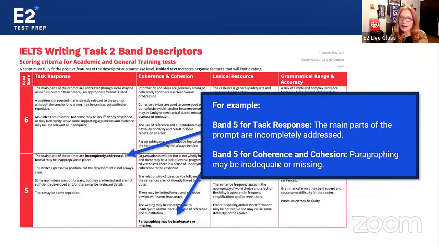Now, for band 5, the task response is incomplete, and also coherence and cohesion. For instance, paragraphing. That's a very important element. Be sure that you separate your paragraphs: introduction, body 1, body 2, and conclusion. Even skip a line, okay?